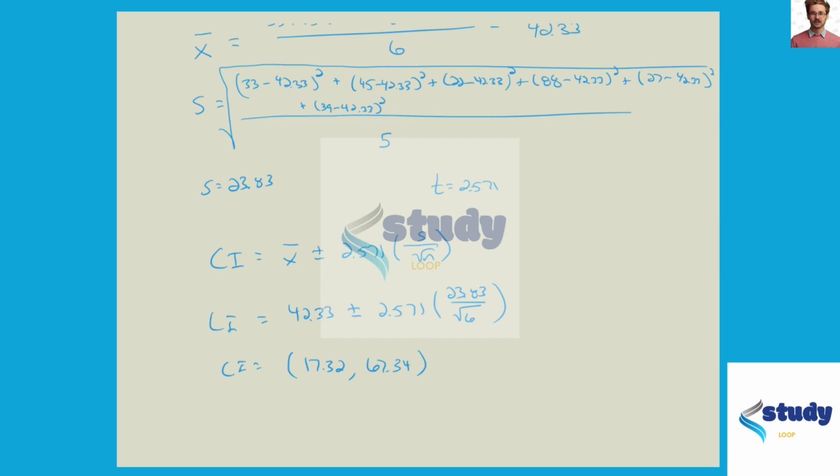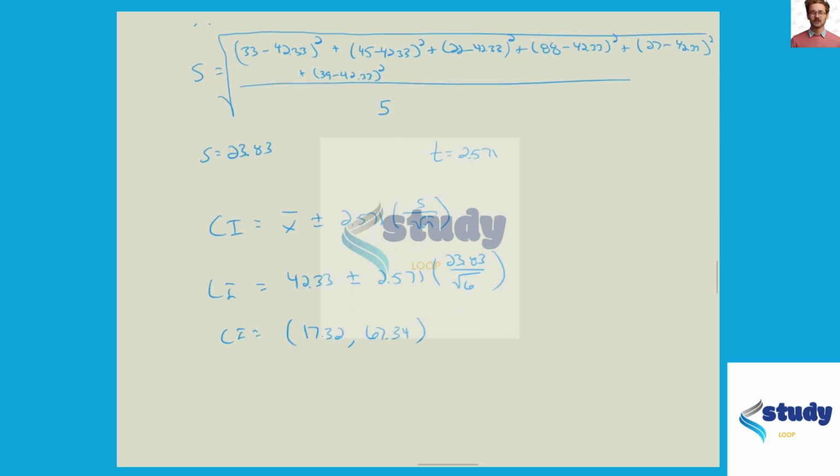And so we can be 95% confident that the true population mean time to complete the U.S. Census forms is between 17.32 and 67.34 minutes.